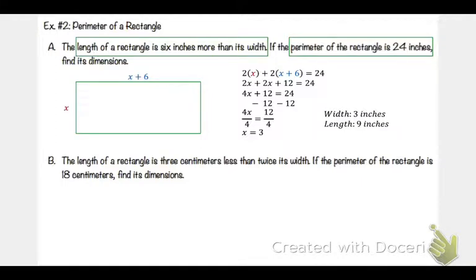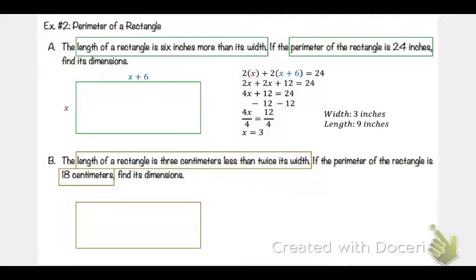Okay, let's do one more. The length of a rectangle is 3 centimeters less than twice its width. If the perimeter of the rectangle is 18, find its dimensions. So those are the two things I need to know. I'm going to label this. First, my width is x. It's the smaller one, so it's x.